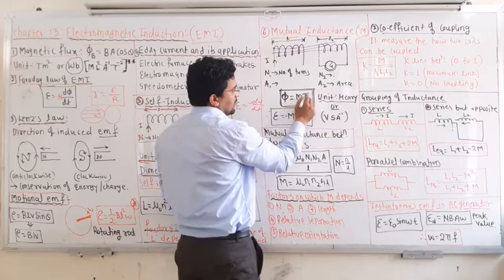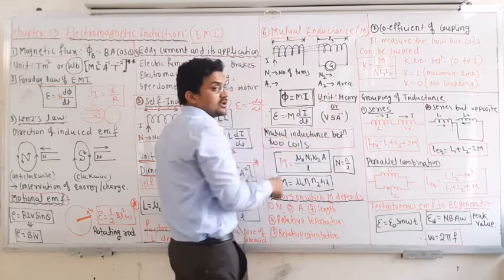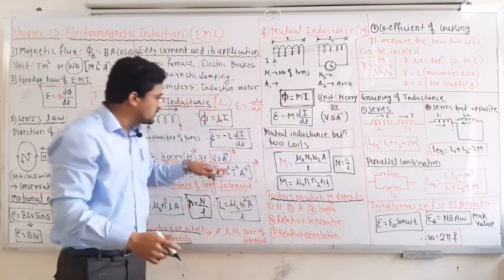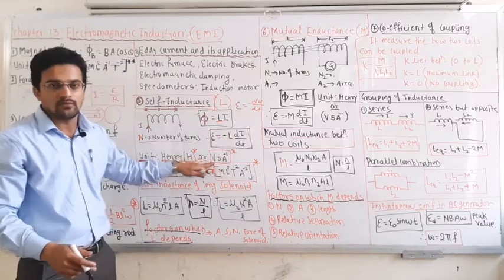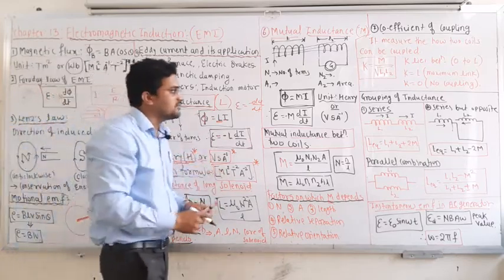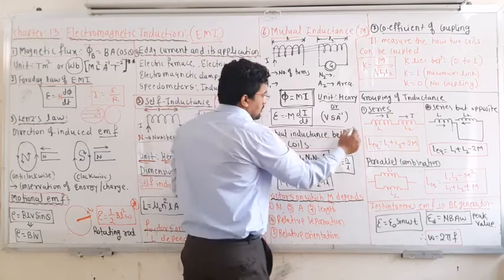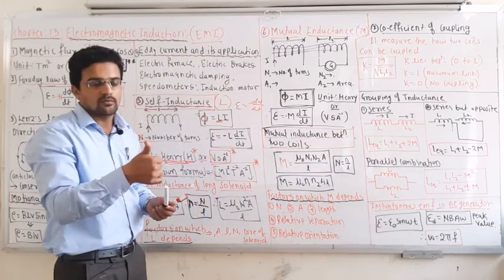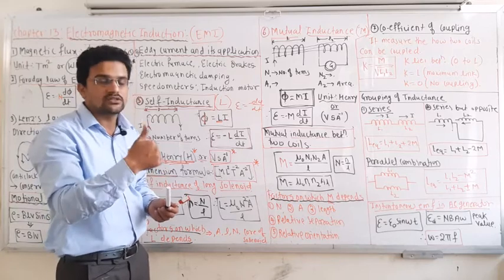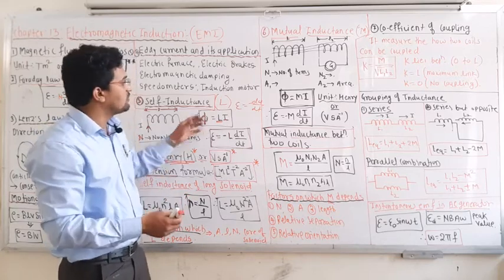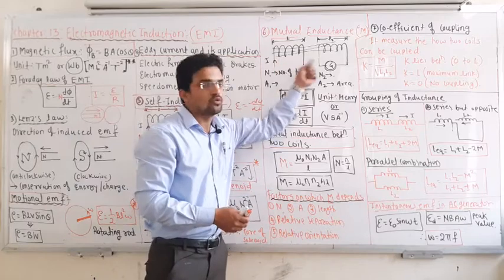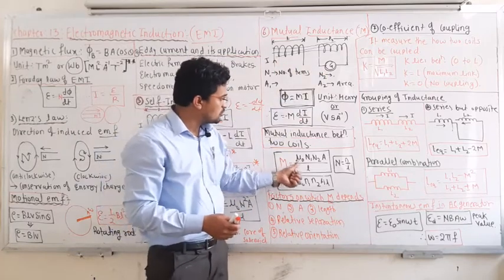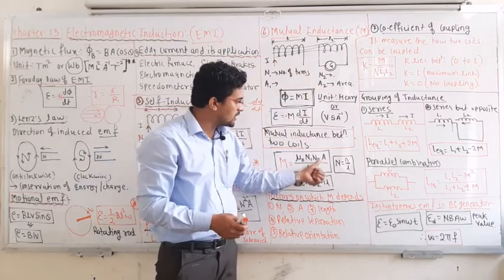Then the magnetic flux is equal to the mutual inductance multiplied by I, and the unit for the mutual inductance is the same, hence the dimension is also the same as for self inductance. Next is the mutual inductance between the 2 coils. By using the physical parameters, number of turns, current flowing, length and area, you can find the mutual inductance between any two coils. It is given by M is equal to mu naught n1 n2 A divided by L.